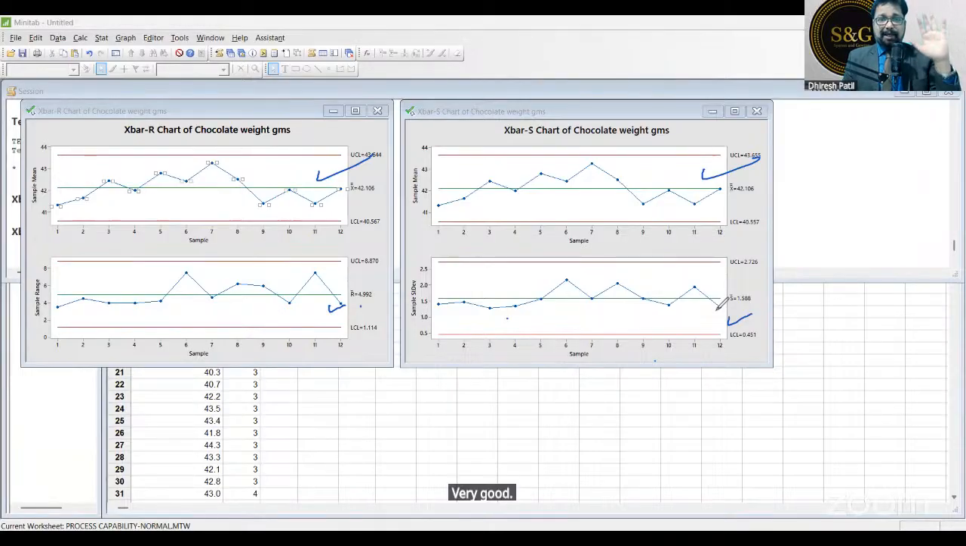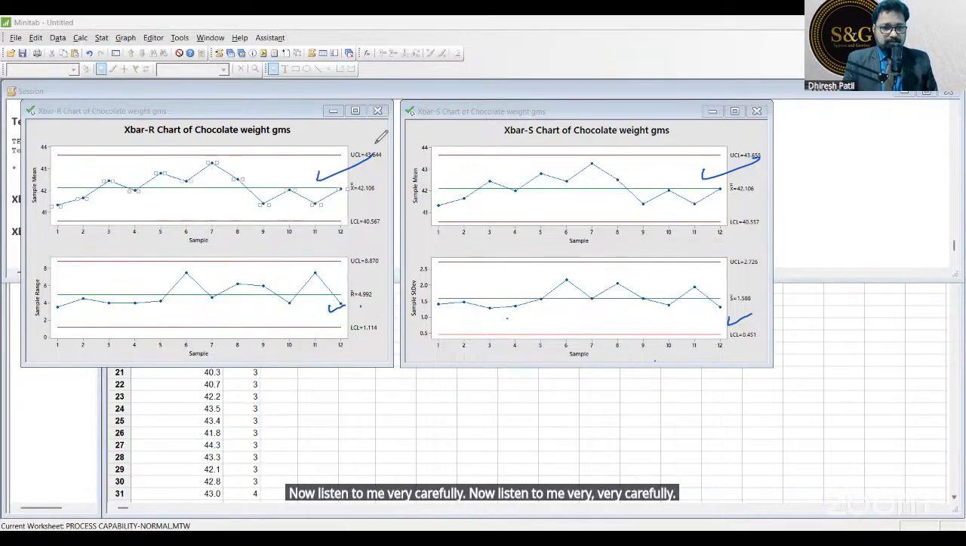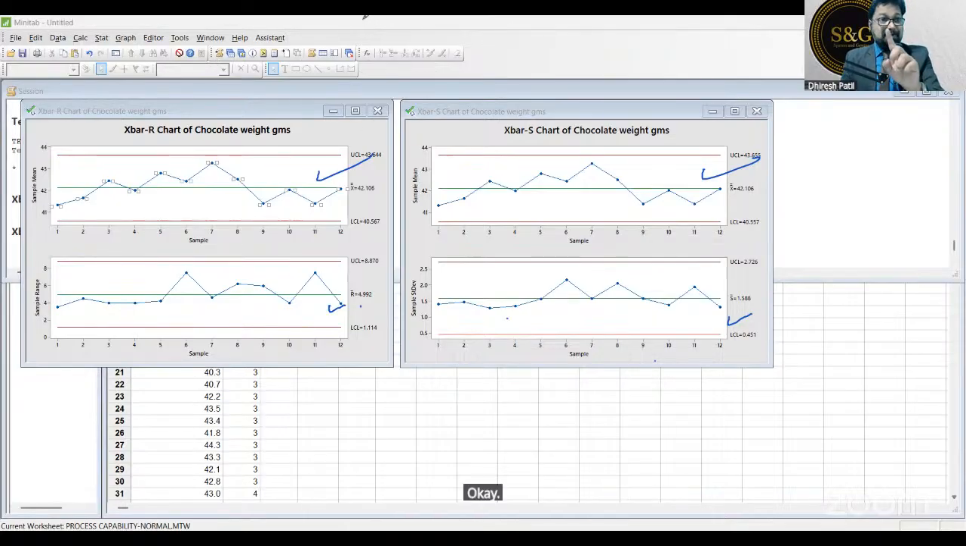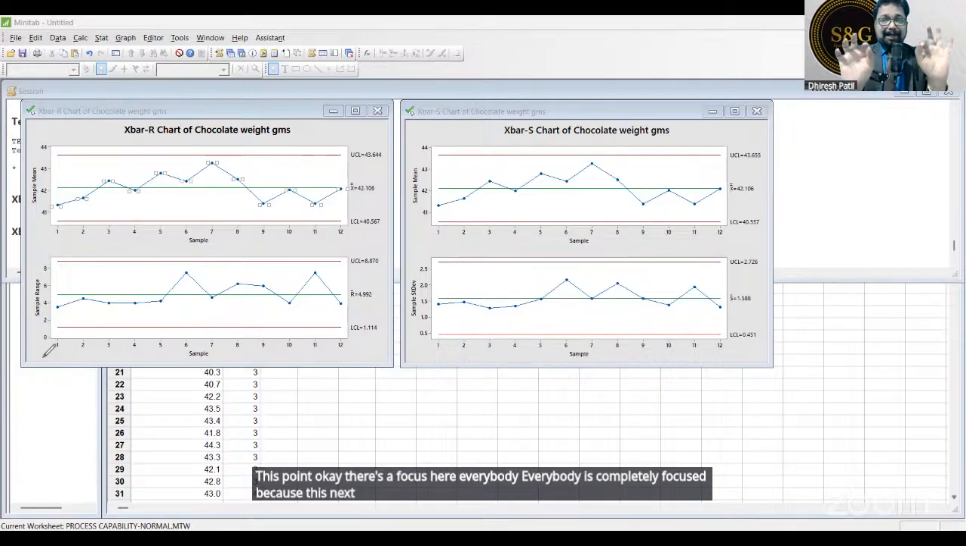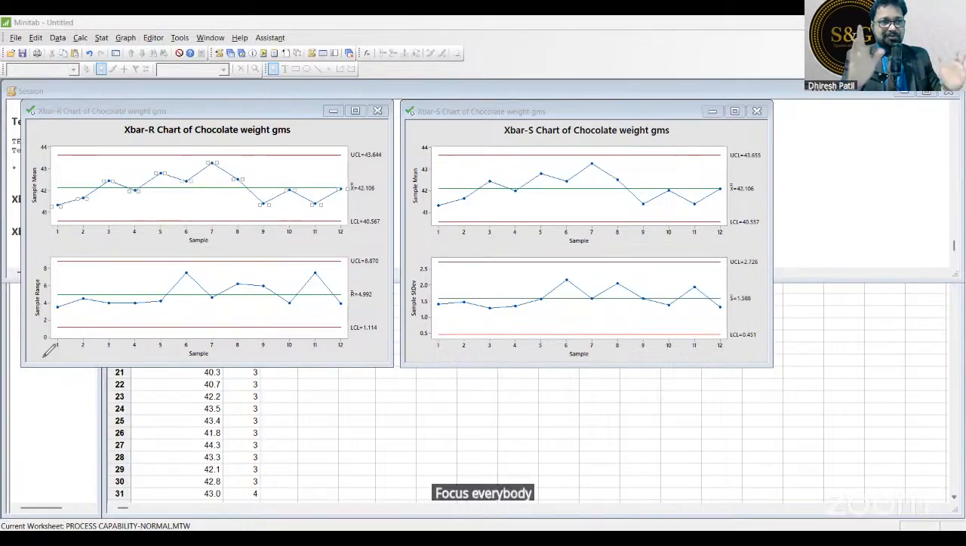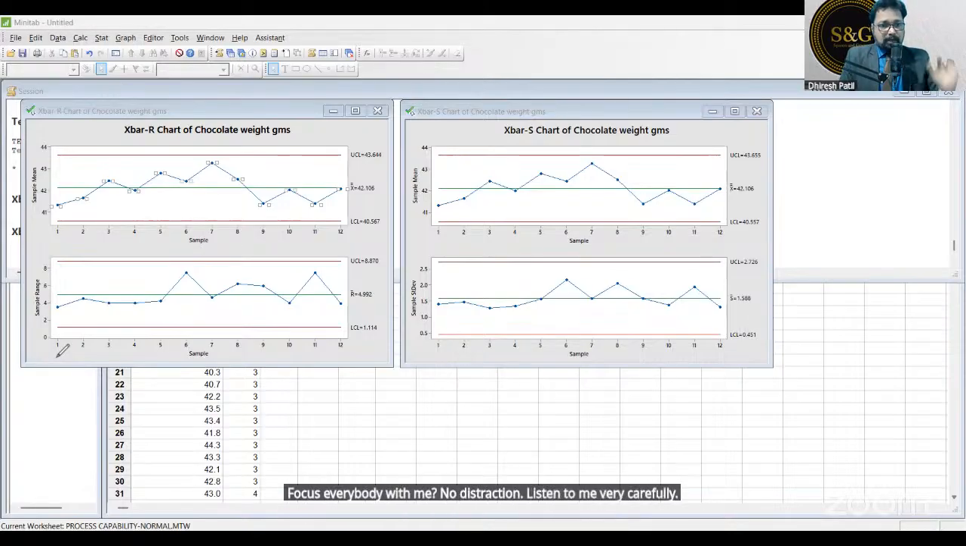Now listen to me very carefully. Now listen to me very, very carefully. This is very important, very important for you to understand. This point. Now focus here, everybody. Everybody is completely focused here because this next 2 minutes explanation is a very, very important insight. It will open up your mind. Are you focused? Just type F in the chat box. F is completely focused. Just give me complete focus for 2 minutes. Everybody with me? No distraction. Listen to me very carefully. Very good. Now listen to me very carefully here.